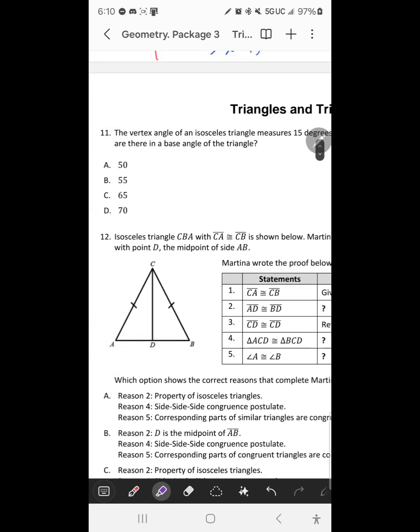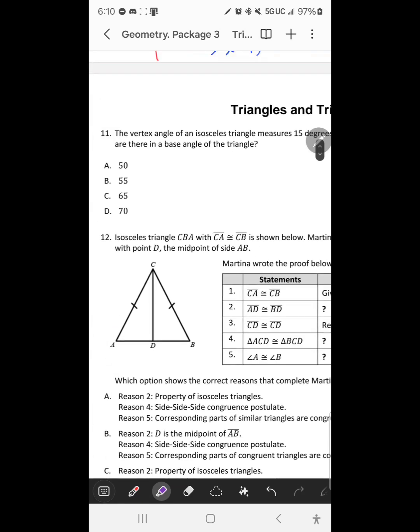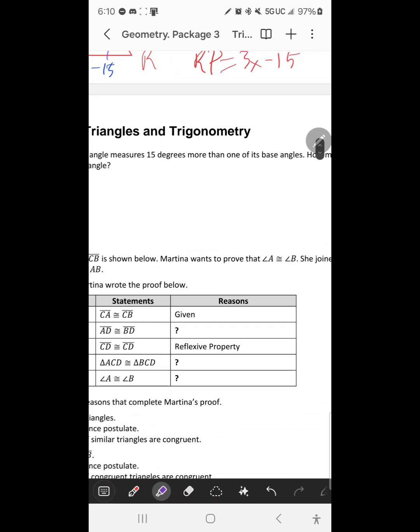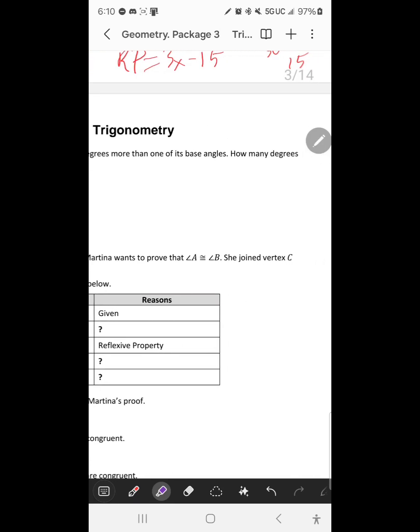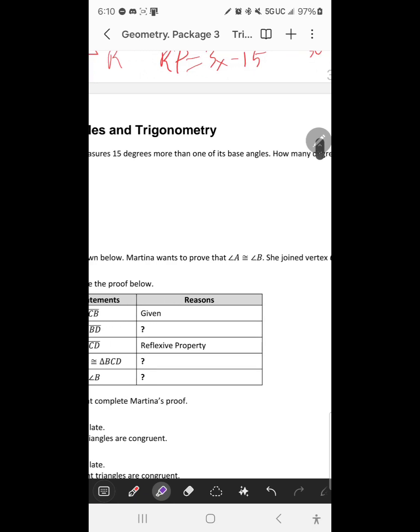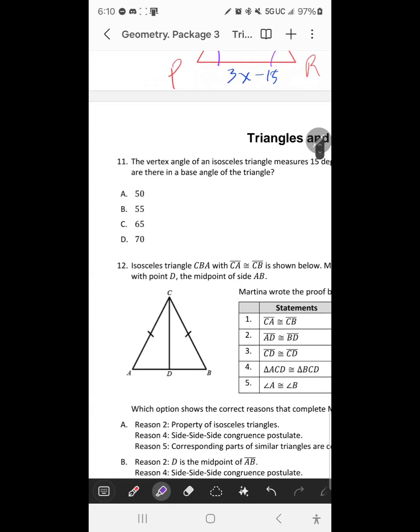Now 11. The vertex angle of an isosceles triangle measures 15 degrees more than one of its base angles. How many degrees are there in a base angle of the triangle? Okay, let me do the drawing. I have the drawing.